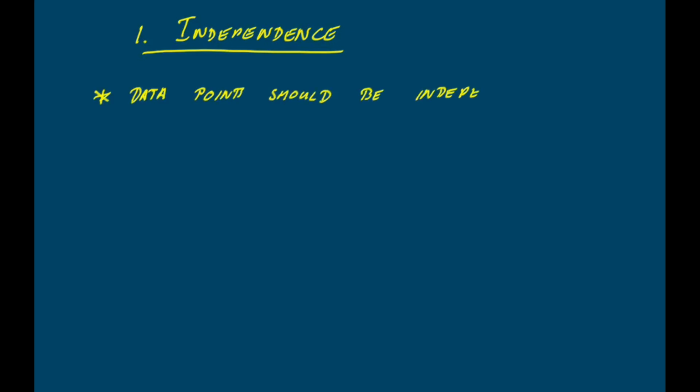So let's start with what's probably the most important one, and the one that you can't check with diagnostic plots, and that's independence of data. What does independence of data mean? Well, formally, independence of data means that the errors of your data points are not correlated with each other. So knowing the error of one data point doesn't tell you anything about the error on another data point.